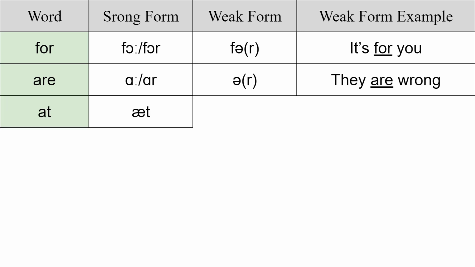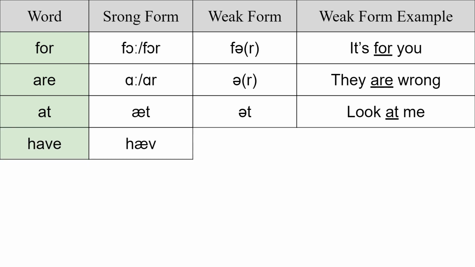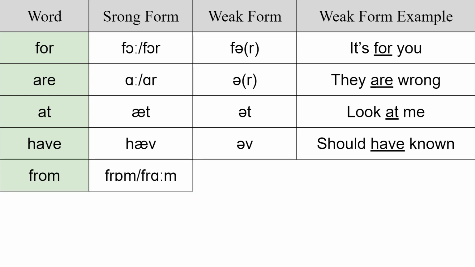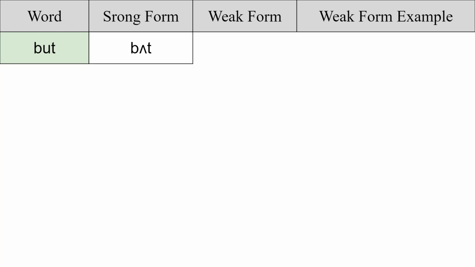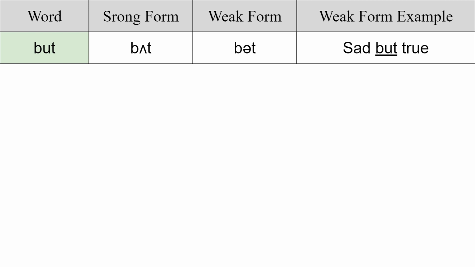At, weak form, it. For example, look at me. Have, weak form, of. For example, should have known. From, weak form, from. For example, I'm from Hong Kong. But, weak form, but. For example, sad but true.